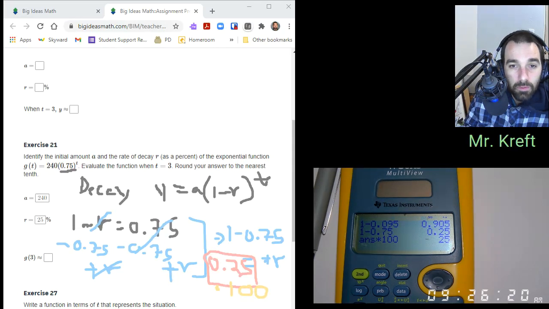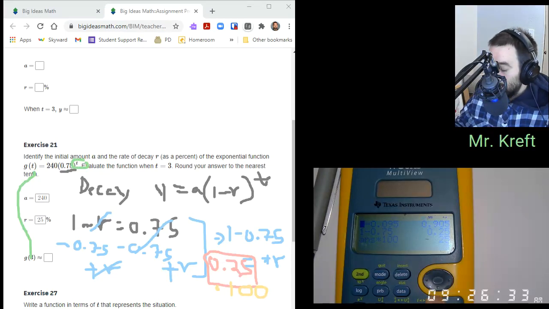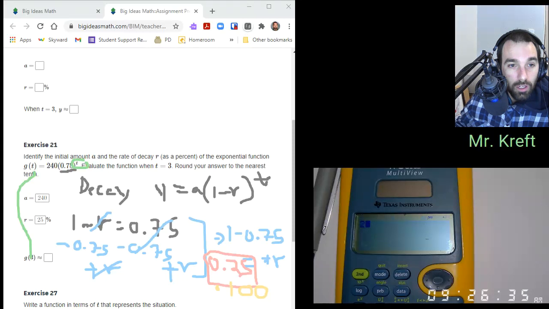Now this last one, okay, I'm going to change my color up here. Notice how the inside of this is now 3. So I'm going to replace the t with 3. So anywhere there's a t, see how there's a t up here? I'm going to replace that with 3. So I'm going to write this out. I have 240, that's my beginning. And then I have 0.75. And then I'm going to raise that to the third power.